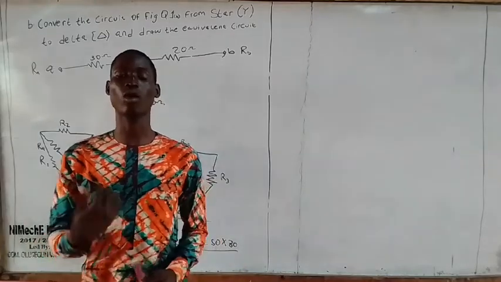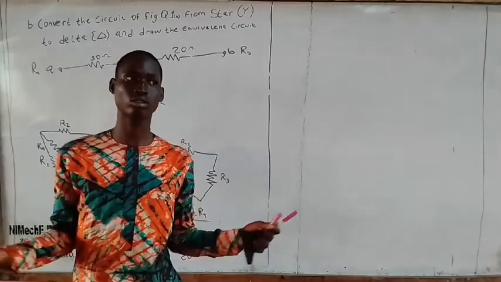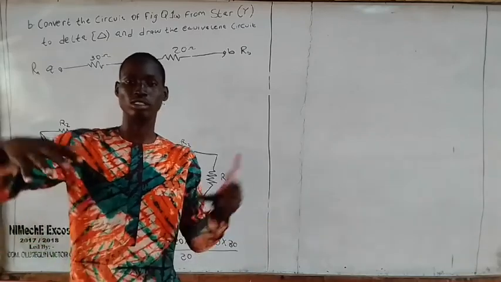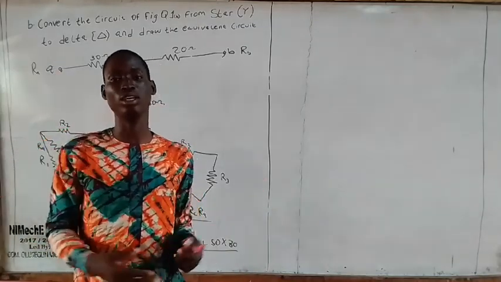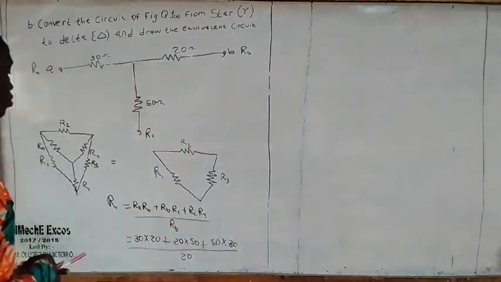And then I will give you a complex circuit on how you can solve it, where resistors in series and resistors in parallel are in place of delta and star. Okay, I'll continue.